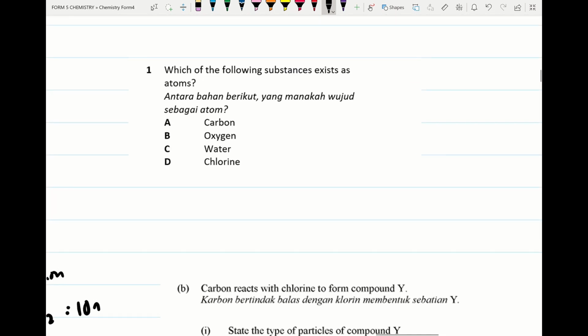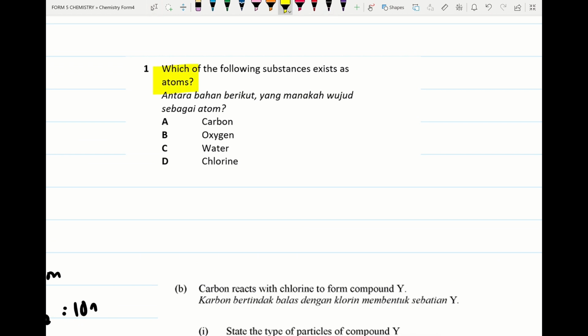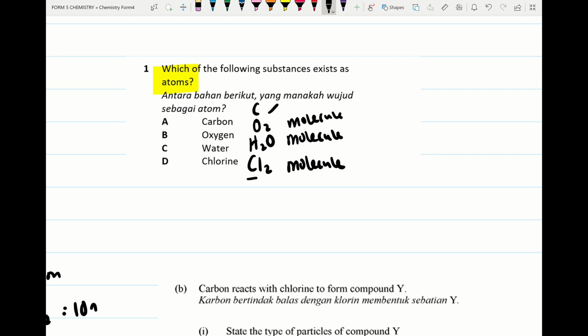We try to check this question. Which of the following exists as atom? Atom, 1 capital. So we try to write down the formula: chlorine Cl2, water H2O, oxygen O2, and carbon. So this is non-metal. Non-metal exists as molecule. Under element, it will be molecule. And hydrogen non-metal, oxygen non-metal. This particle will be molecule. Oxygen, two same atoms combined together, non-metal, non-metal. Therefore, they exist as molecule, and this will be atom. Alright, carbon will be atom.